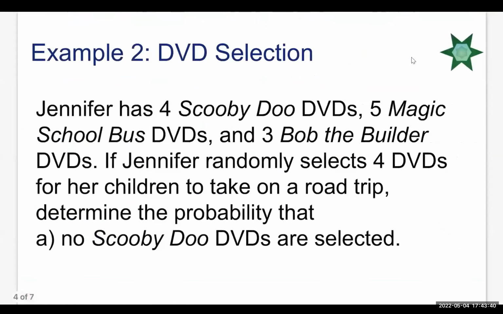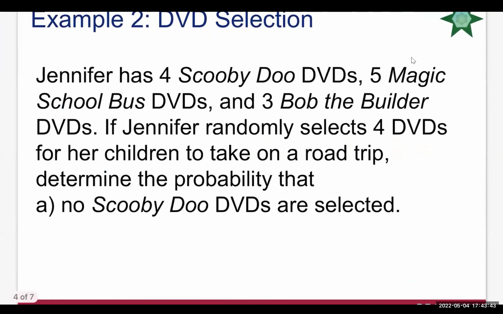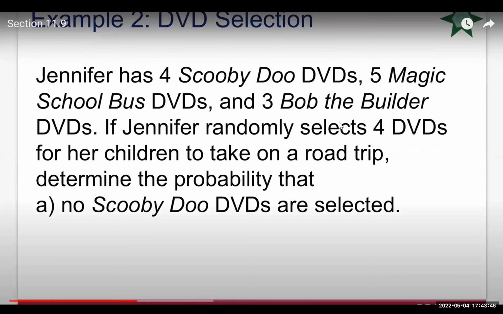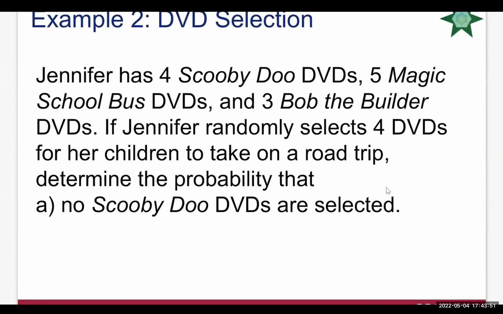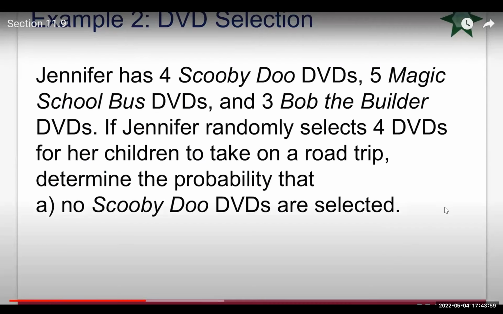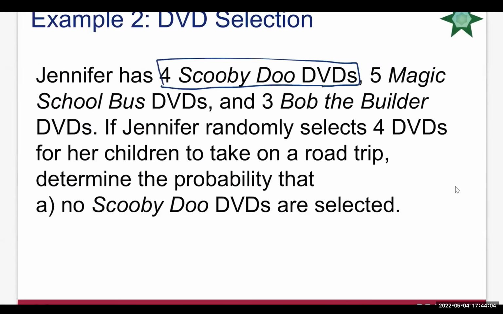All right, let's look at problem number 2. DVD selection. Jennifer has 4 Scooby-Doo DVDs, 5 Magic School Bus DVDs, and 3 Bob the Builder DVDs. If Jennifer randomly selects 4 DVDs for her children to take on a road trip, determine the probability that no Scooby-Doo DVDs are selected. Okay, so here are the key phrases. We have 4 Scooby-Doos, 5 Magic School Bus, and 3 Bob the Builders. She's randomly selecting 4 DVDs. We want to know what the probability is that no Scooby-Doos will be selected.